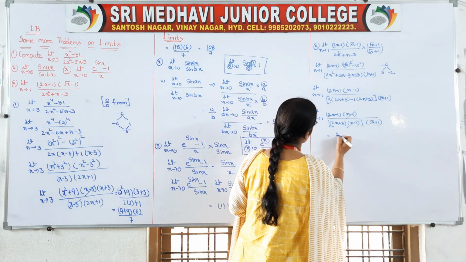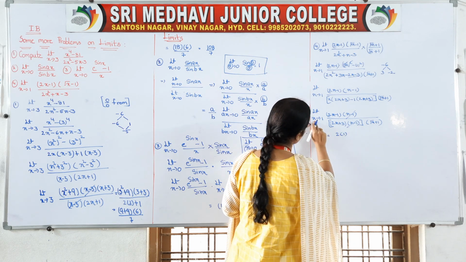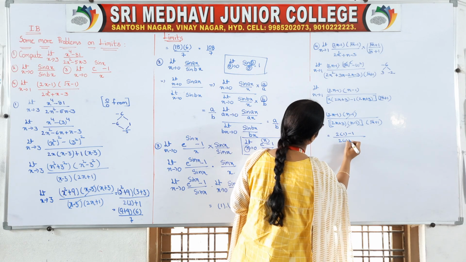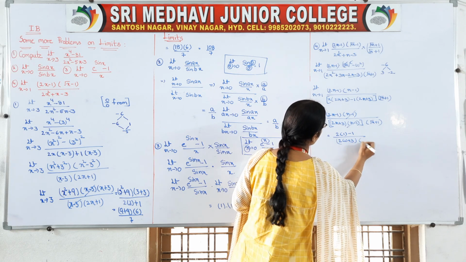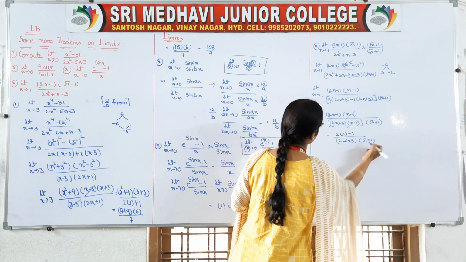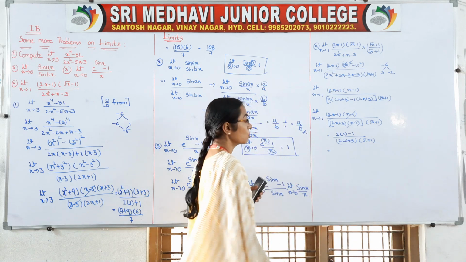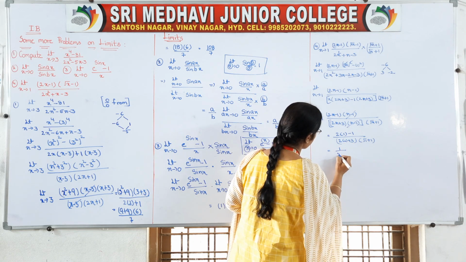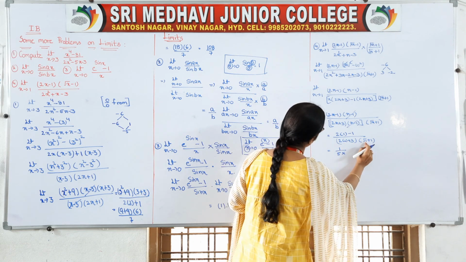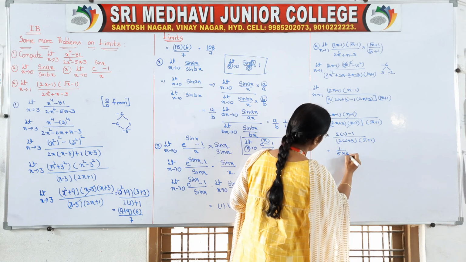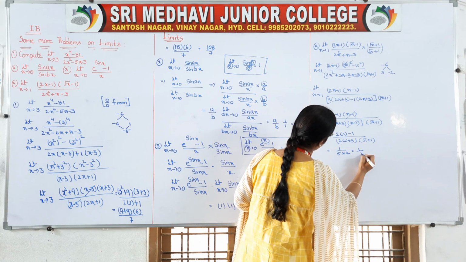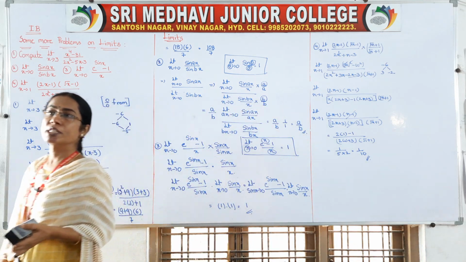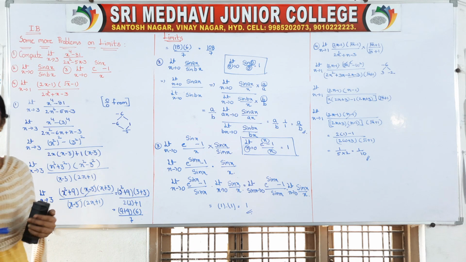So it is equal to 2 into x tends to 1, x value is 1, okay, by 2 into 1 plus 3 into root 1 plus 1. So 2 ones are 2, 2 minus 1 is 1 by, this is 2 plus 3 is 5 into root 1 is 1, 1 plus 1, 2, is equal to 1 by 5 2s are 10 is the answer. Okay, so this is your fourth question.